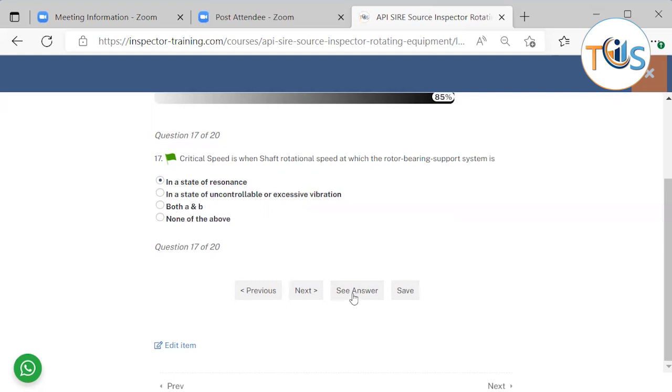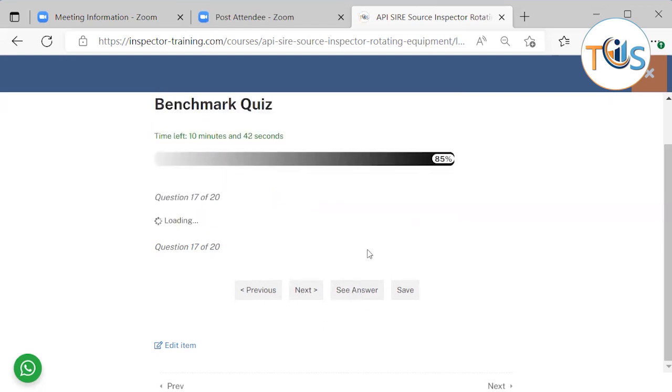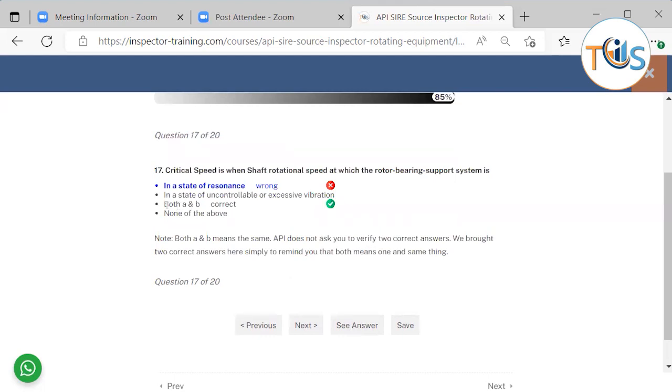I would choose this one. It might be both A and B, and remember that API never uses the words A and B. So here they put both A and B, but we just wanted to highlight that we never use this. So state of resonance and state of uncontrollable excessive vibration mean the same thing. But resonance is more widely used, so I've chosen this one. Obviously both 1 and 2 have the same meaning, so both A and B are correct. But API never uses such terms as both A and B. Just wanted to remind you guys.